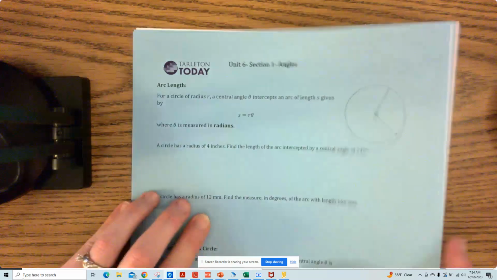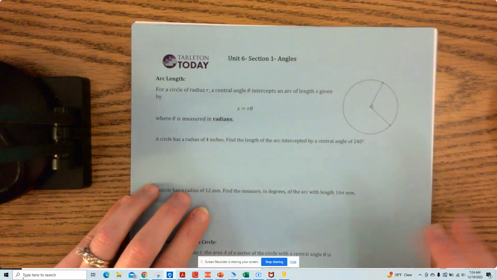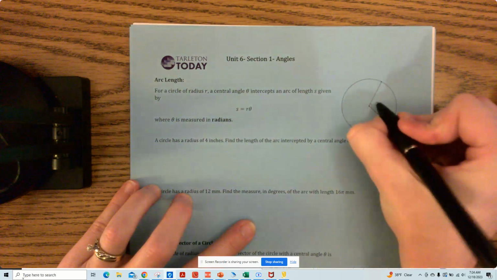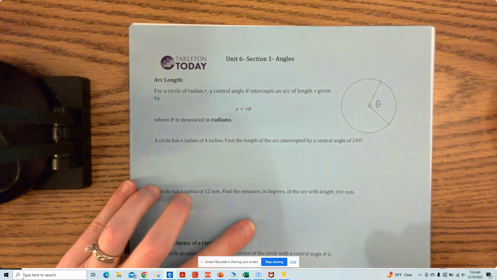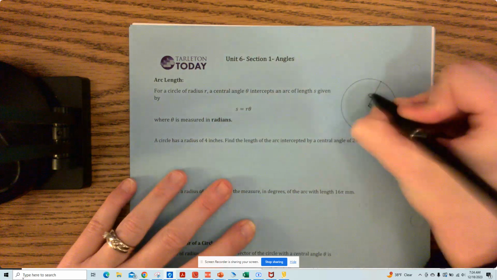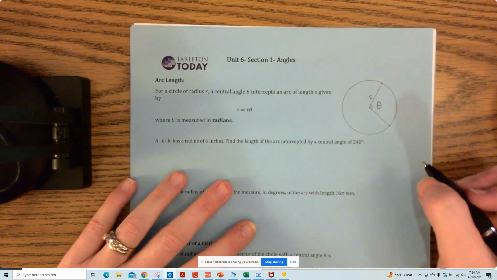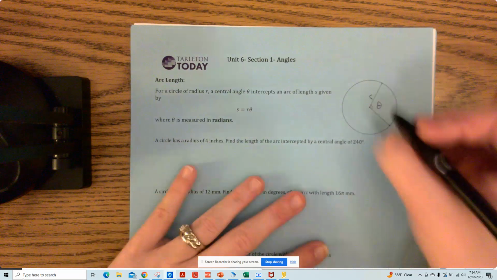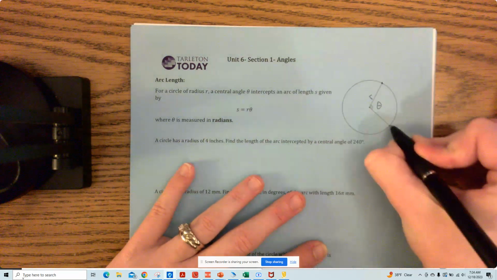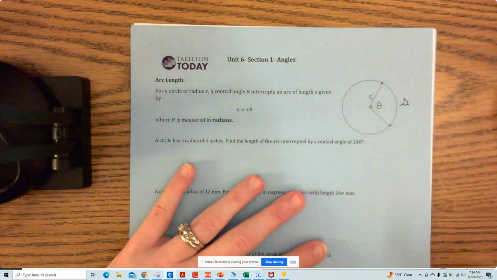Okay, last page here, arc length. So for a circle of radius r, a central angle, theta, this is theta, and this is the radius, r. This is a radius. Intercepts an arc length of x given by. So this measurement from here to here is your arc, okay?